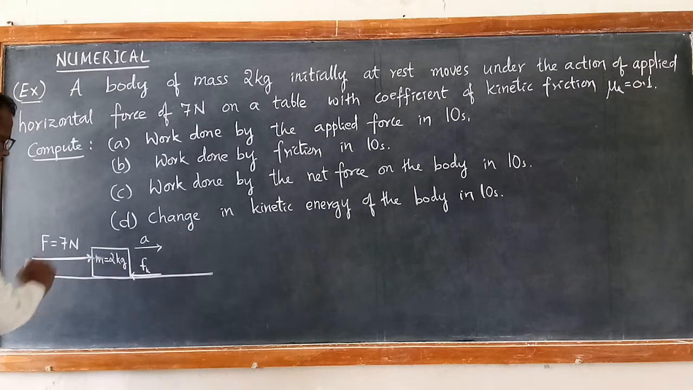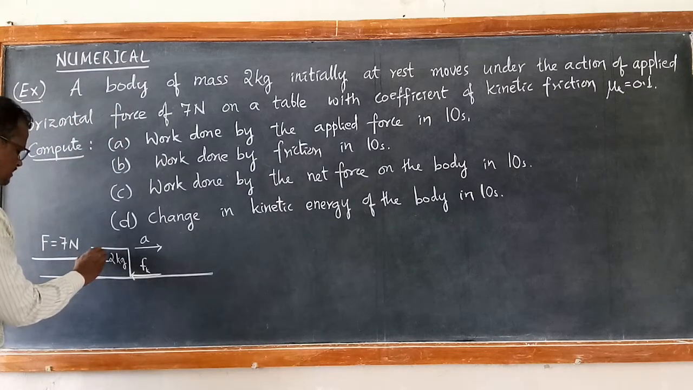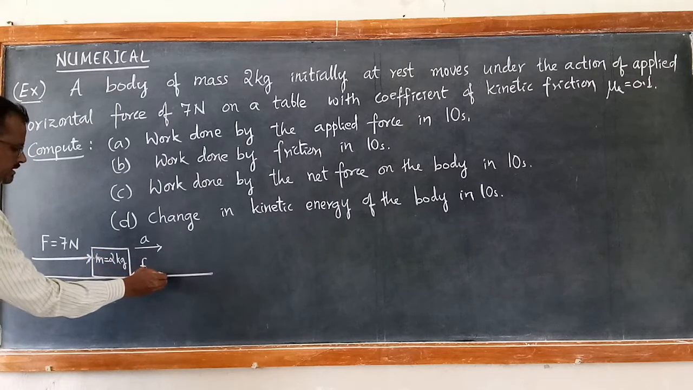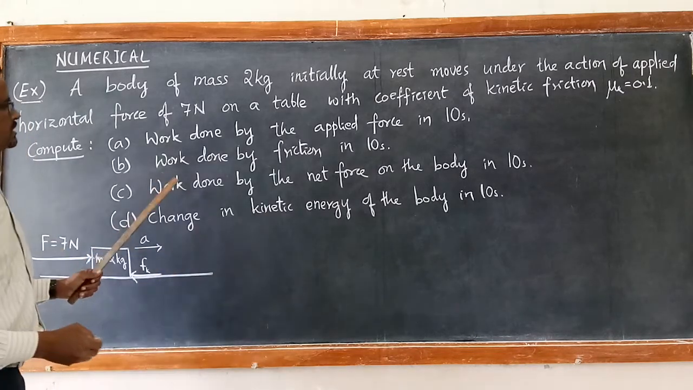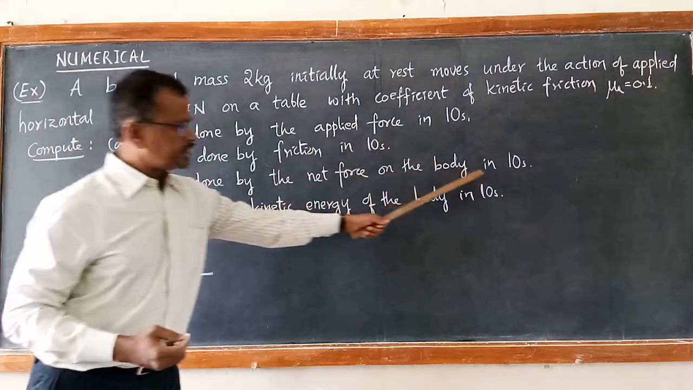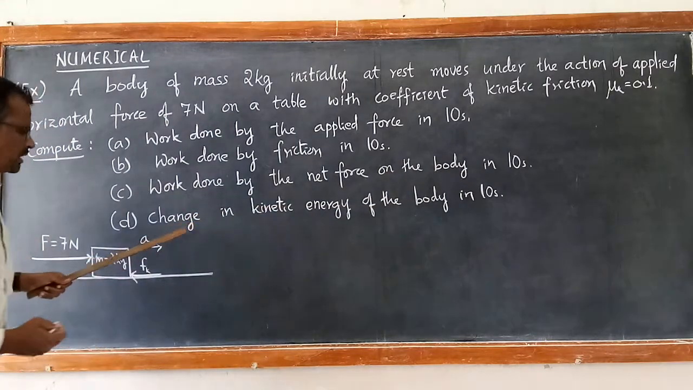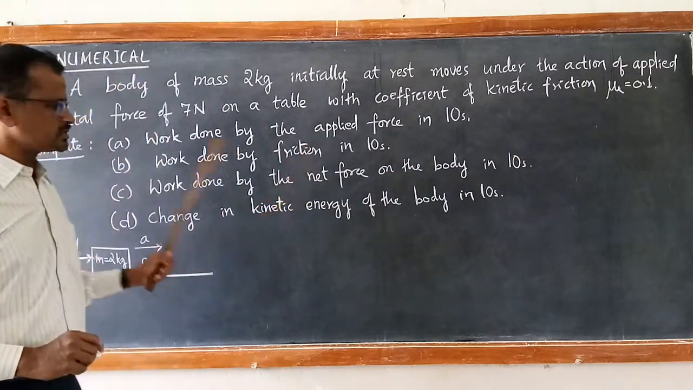What is the work done by the applied force? And what is the work done by kinetic friction? See here, kinetic friction will be in the opposite direction. Then what is the work done by the net force in 10 seconds? What is the change in the kinetic energy of the body in 10 seconds? Okay, that is the last question.